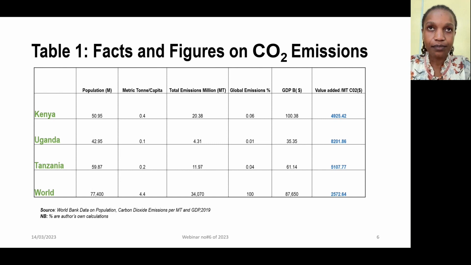So across all four, Uganda is Pareto efficient in terms of the use of its resources in production, since it produces more value addition per metric ton of CO2 compared to Kenya and Tanzania. And the world is a bit lower compared to the EAC region.